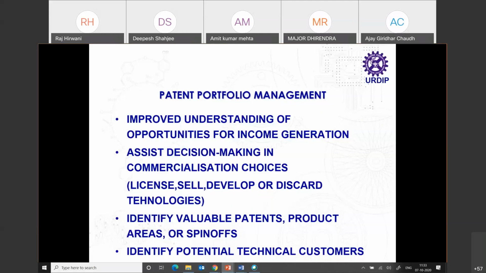Which means what? Go back to patent databases, analyze those patents. And that helps you to decide what commercializing choices you should have. Should you license it out? Should you sell? The difference between sell and license, people get confused.